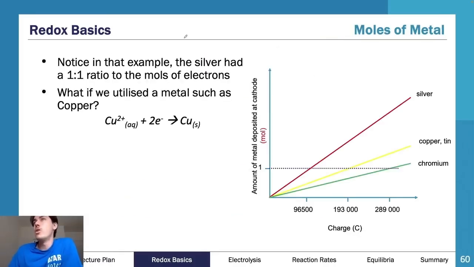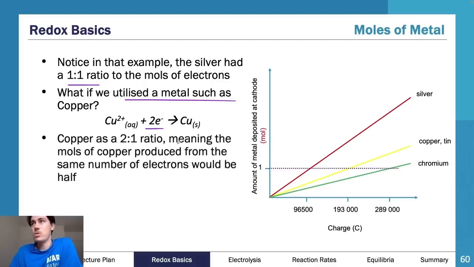So notice in that example, the silver had a 1-to-1 ratio to the moles of electrons. What if we utilized a metal such as copper? We've already discussed this, you're going to need double the electrons. As copper has a 2-to-1 ratio, the moles of copper produced from the same number of electrons would be half. This diagram here is really useful. It comes up a lot.